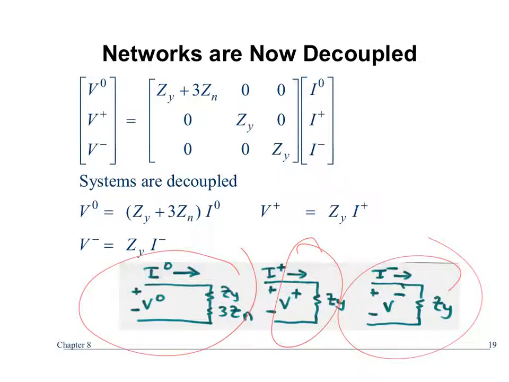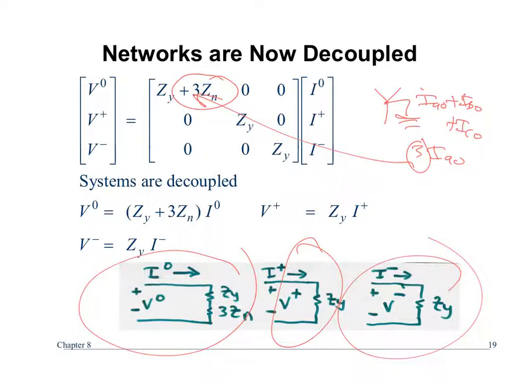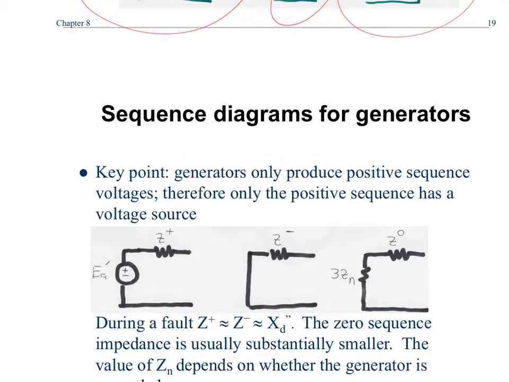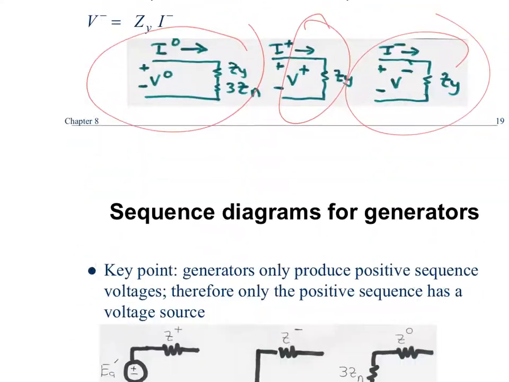What's interesting, though, is that guy. It's not Zn. It's 3 times Zn. Why do you think that is? Because what flows through the neutral? All three zero sequence currents, which is the same, right? So the 3 comes from the fact that I've got 3 balanced currents flowing through there. And that's how that works out. So they are decoupled.